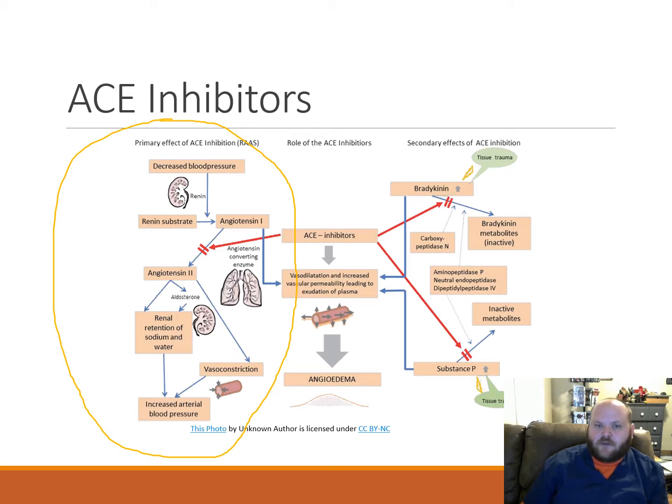Lisinopril is a frequently prescribed ACE inhibitor. Patients will need to be monitored for a dry, non-productive cough known as an ACE cough. If the patient develops an ACE cough, the medication is usually stopped.